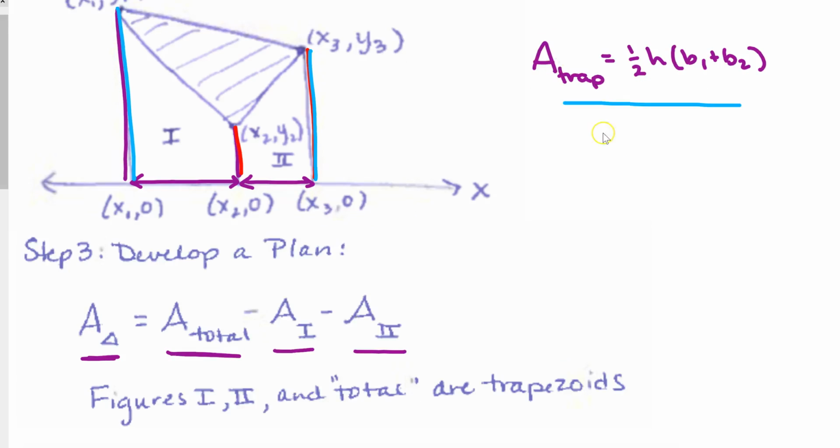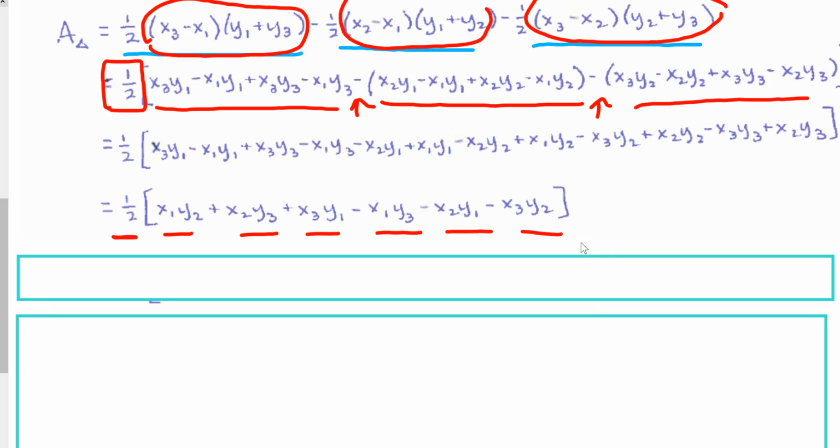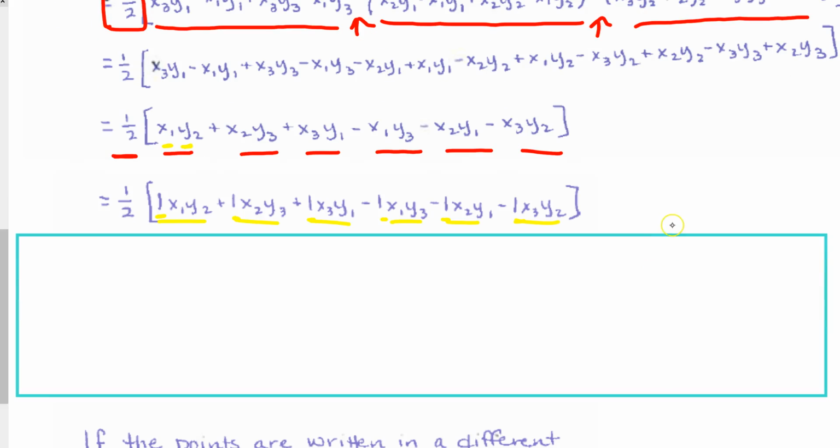Now it just so happens that in this area formula, each of these products only has 2 numbers. Well, we can fix that. Let's multiply them all by 1. Now they all have 3 numbers. Okay, so we have a product of 3 numbers plus a product of 3 numbers plus a product of 3 numbers minus that. Okay, so we really have a 3 by 3 determinant.